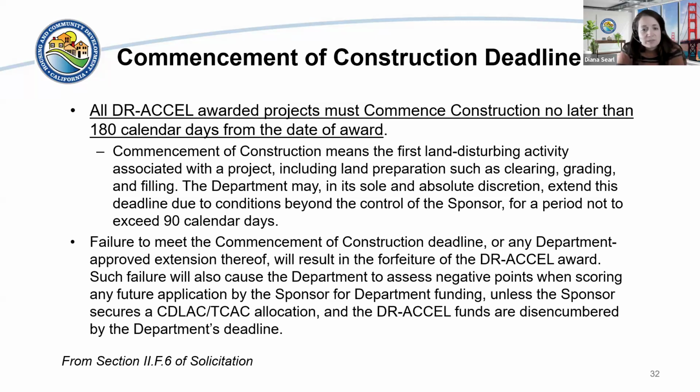Failure to meet the commencement of construction deadline or any department approved extension thereof will result in the forfeiture of the DRSL award. Such failure will also cause the department to assess negative points when scoring any future applications by the sponsor for department funding, unless the sponsor secures a CDLAC or TCAC allocation and the DRSL funds are disencumbered by the department's deadline.